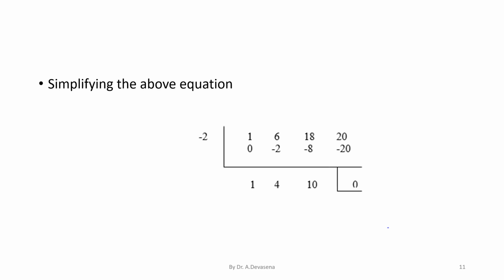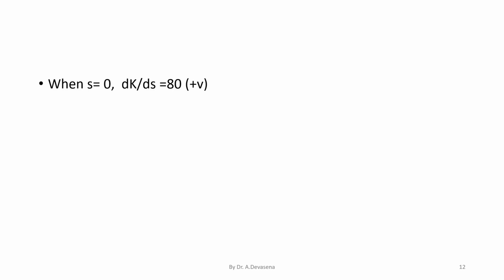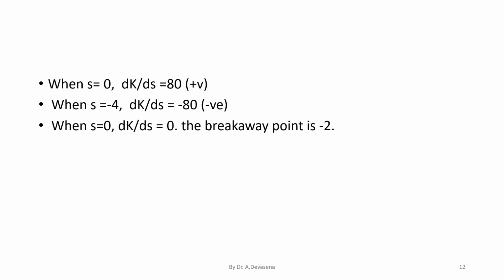The above equation has an s cube term. We have to simplify this s cube term with the help of the trial and error method. The trial and error method of simplifying the above equation is given below. When s is equal to 0, dk by ds value is 80, that is a positive value. When s is equal to minus 4, dk by ds value is minus 80, that is a negative value. So, when s is equal to minus 2, the value of dk by ds is equal to 0. Therefore, the breakaway point is minus 2.